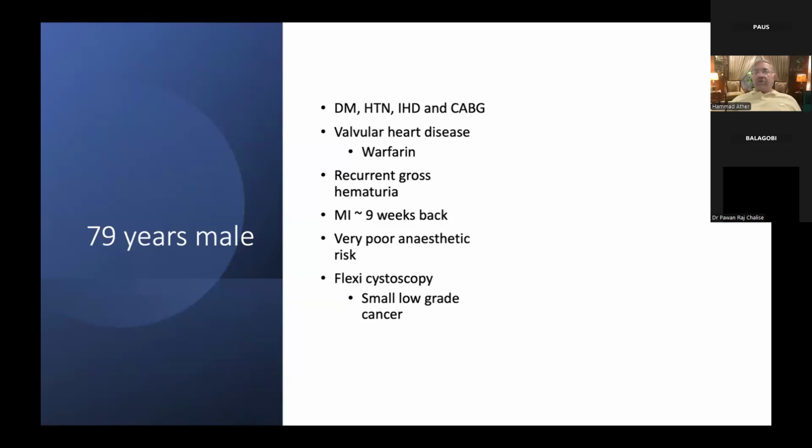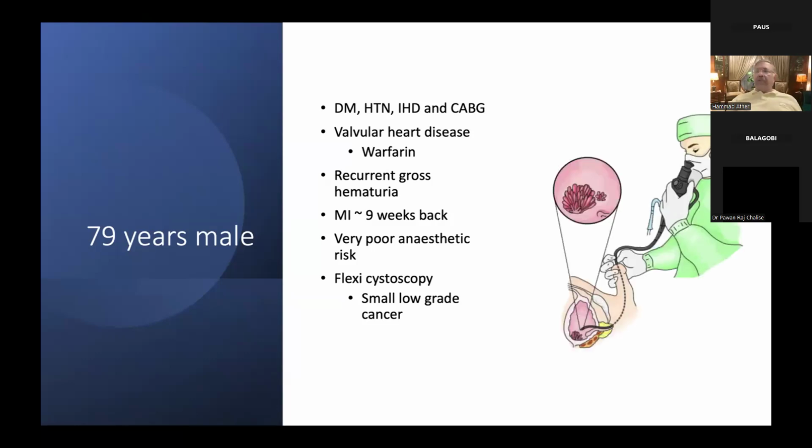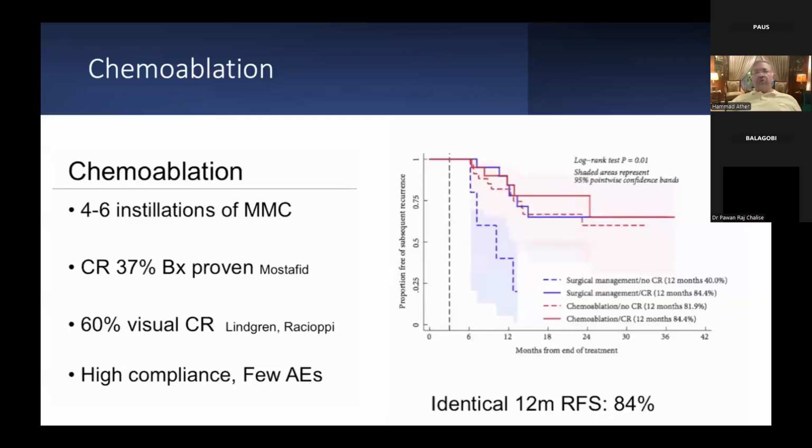A flexible cystoscopy showed a small low-grade cancer. Now, this is a situation that we all confront once in a while. And in this situation, the regular schema of care, which includes intravesical treatment, followed by check cystoscopies and proper TURBT, is not possible in this patient. So the only thing that can be done is a flexible cystoscopy under local anesthesia with some sampling of the tumor. Now, for this group, does chemoablation have a role?